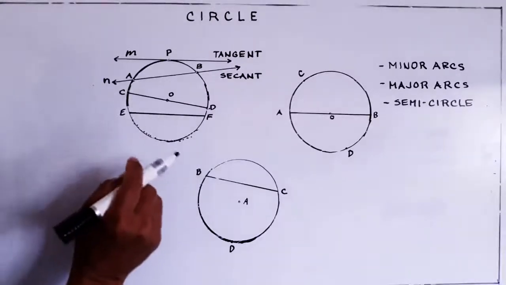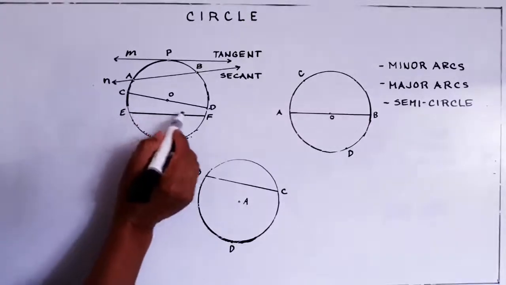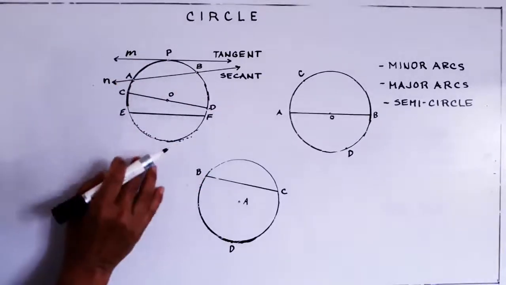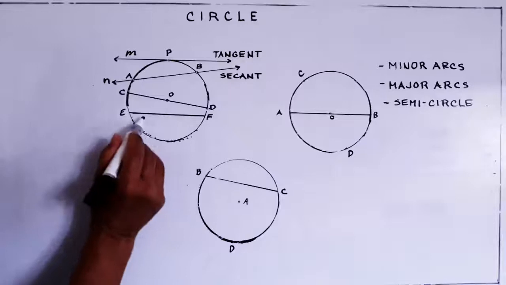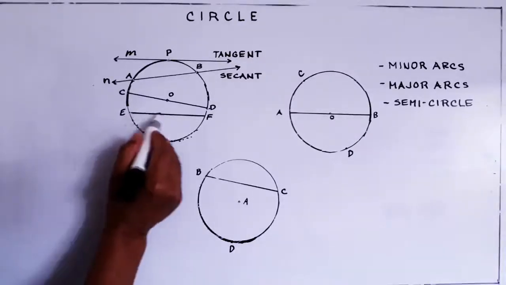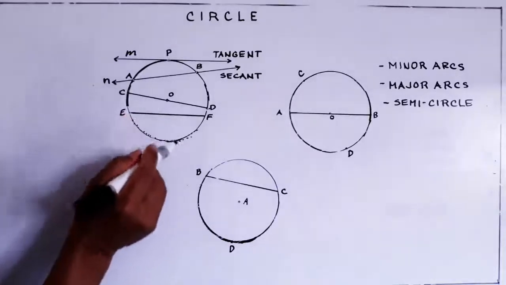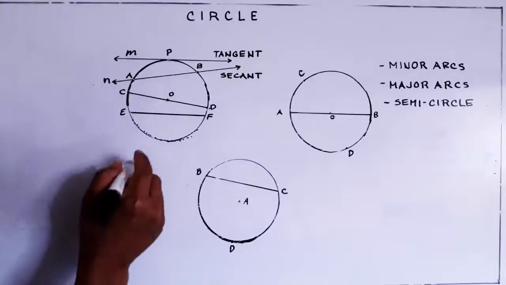Okay, let's talk about line segments now. How many line segments can we draw here? We can draw again an indefinite number of line segments. We have this line segment. We can draw another line segment here, we can draw another line segment there, and we have an indefinite number of line segments in our circle.